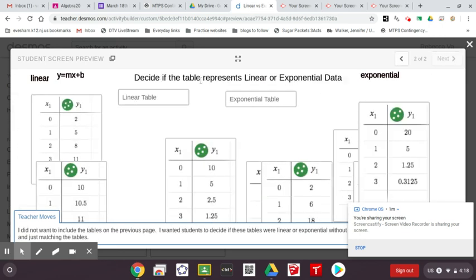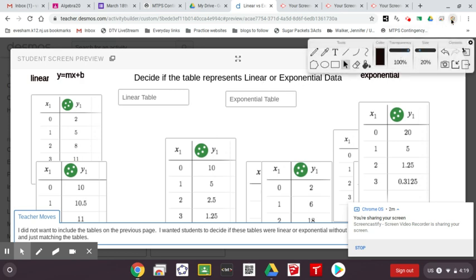And then the next one, you're going to have to decide if a table is linear or exponential. And just remember what we did yesterday. Linear is when it adds, that pattern is going to add, and exponential is that pattern that's going to multiply. So if you notice the y numbers adding, linear. You notice the y numbers are multiplying. Oh, wait a minute, what's happening here? These numbers are decreasing.